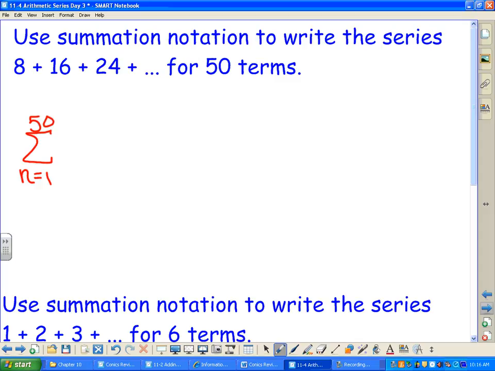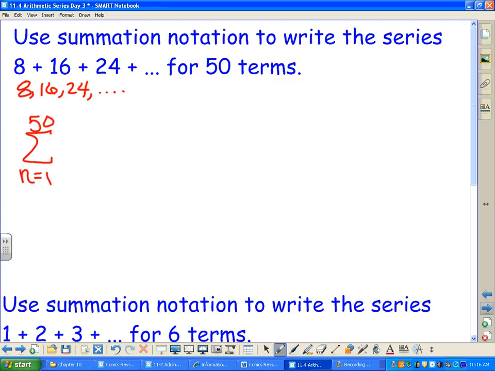Now, in here, to get the little formula that goes in here, it's just the explicit formula of the related sequence for this series. Well, you know the related sequence, don't you? It would just be 8, 16, 24. Isn't that the related sequence for the series? Just take out addition signs, put in commas, you've got the sequence. Can you write the explicit formula?